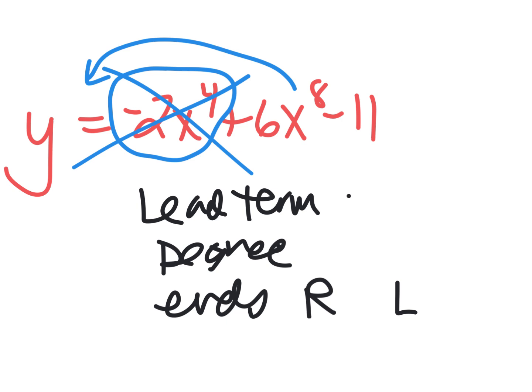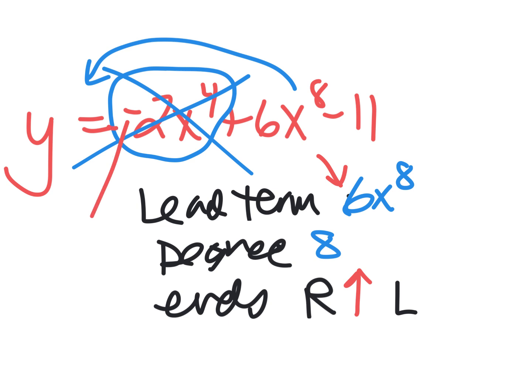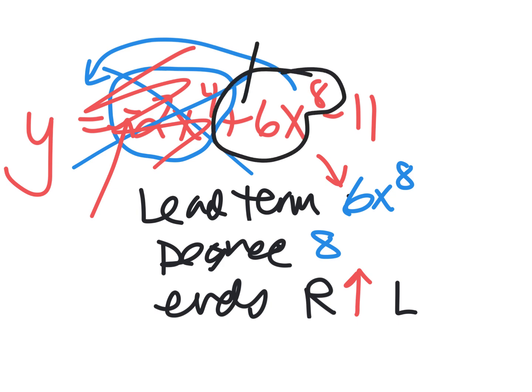Now you should know that the lead term was 6x to the eighth. Then the degree is the 8 part. That part's easy. What's it doing on the right side? Up or down? It's up, because that's positive. If the lead term's positive, you might have been like, wait a minute, wasn't it negative? That wasn't the lead term. This is. And so since it's positive, it's going up on the right. And since that's even, they go the same way. Up and up.